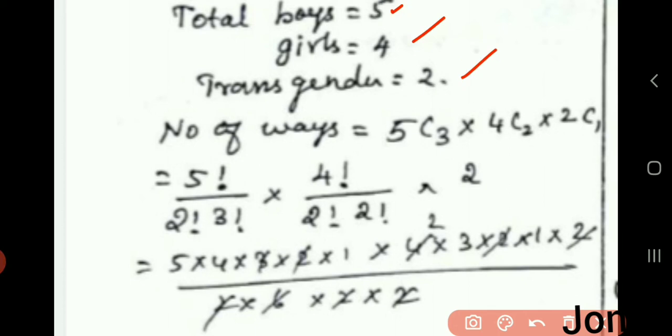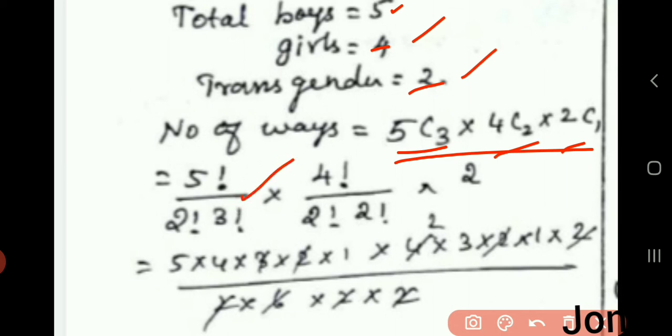Out of this I want to select from 5 boys, 3 boys should be selected. So 5C3, and out of 4 we have to select 2 girls, that is 4C2. Out of 2 transgenders we want to select 1, that is 2C1. Okay, now the number of ways equals 5C3 into 4C2 into 2C1. Just multiply everything and simplify that.